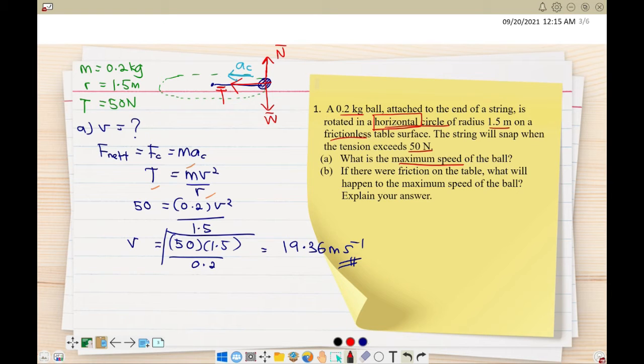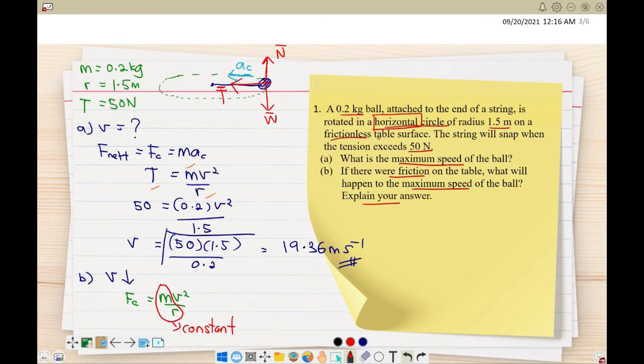Okay, now look at the second question, B. Okay, if there were friction on the table, what will happen? What will happen to the maximum speed? Explain your answer. So if there is friction, what happens then? Okay, so now the answer is, the maximum speed will be decreasing. But why? Because, let's look at our equation. Your equation is centripetal force equals mv square over R. And we know that the mass of the ball and the radius of the circle are constant. Maintained, they don't change at all. What changes is only the surface.